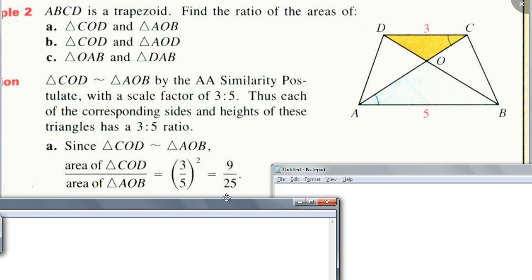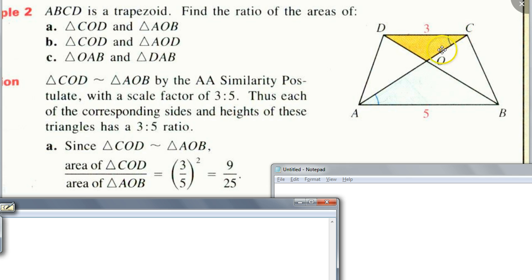So part A was pretty straightforward. Now, knowing A, we could do B. Because, by the way, 9 to 25, is that the ratio of their corresponding sides, or is that the ratio of their areas? Area. So what do you know about the corresponding sides? For example, look at B. COD, the yellow one, versus AOD, which is the one right next to it. What do you know about CO versus OA? CO and OA.